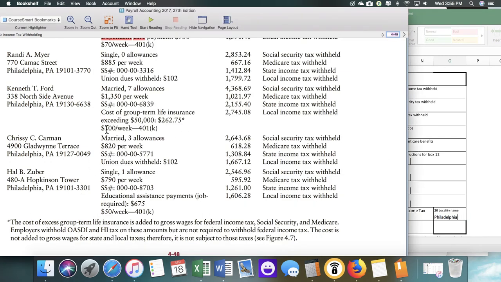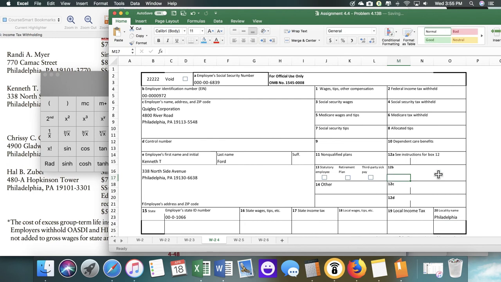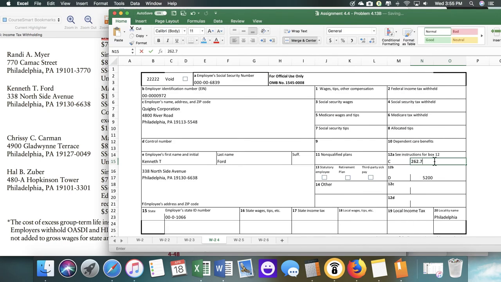He has $100 a week for 401k. I know it's easy math, but that's actually going to go in box 12B. 12A is going to be what we use for the extra insurance. So we're going to enter the $262.75. We know this is Pennsylvania.